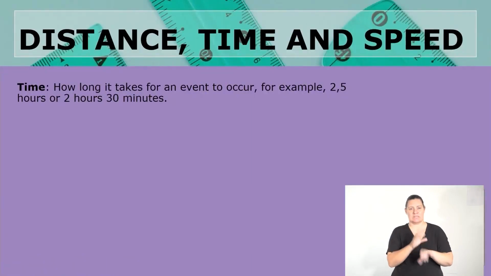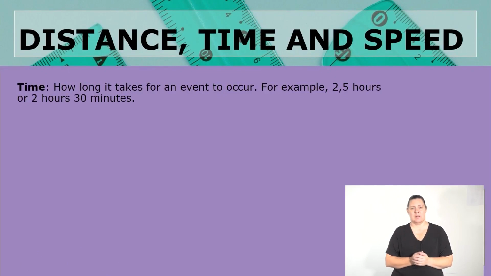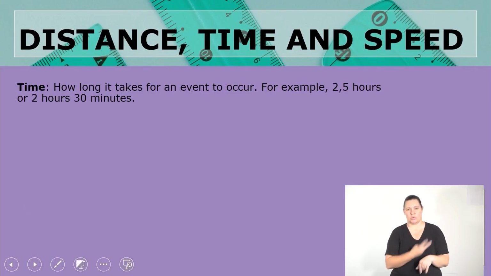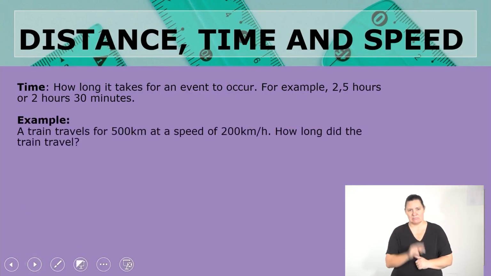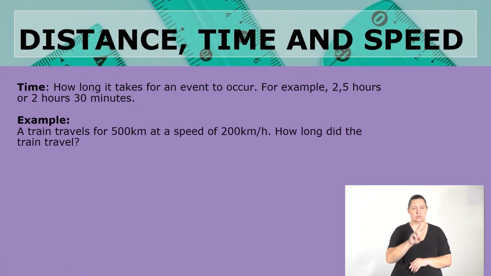Time. Let's look at an example focusing on time. Time is how long it takes for an event to occur. For example, 2.5 hours or 2 hours, 30 minutes. Let's look at an example. A train travels for 500 kilometers at a speed of 200 kilometers per hour. How long did the train travel?